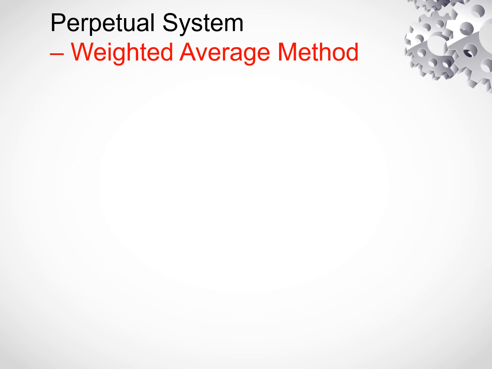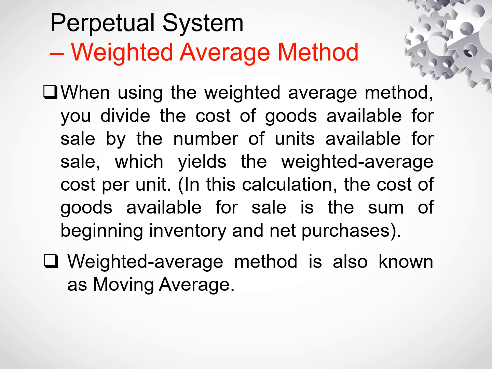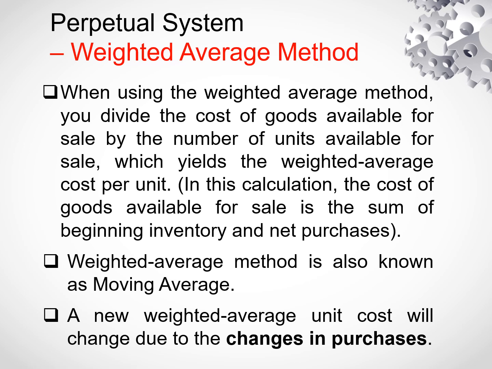Perpetual system using weighted average method. When using the weighted average method, you divide the cost of goods available for sale by the number of units available for sale, which yield the weighted average cost per unit. In this calculation, the cost of goods available for sale is the sum of beginning inventory and net purchases. Weighted average method is also known as moving average. A new weighted average unit cost will change due to changes in purchases.